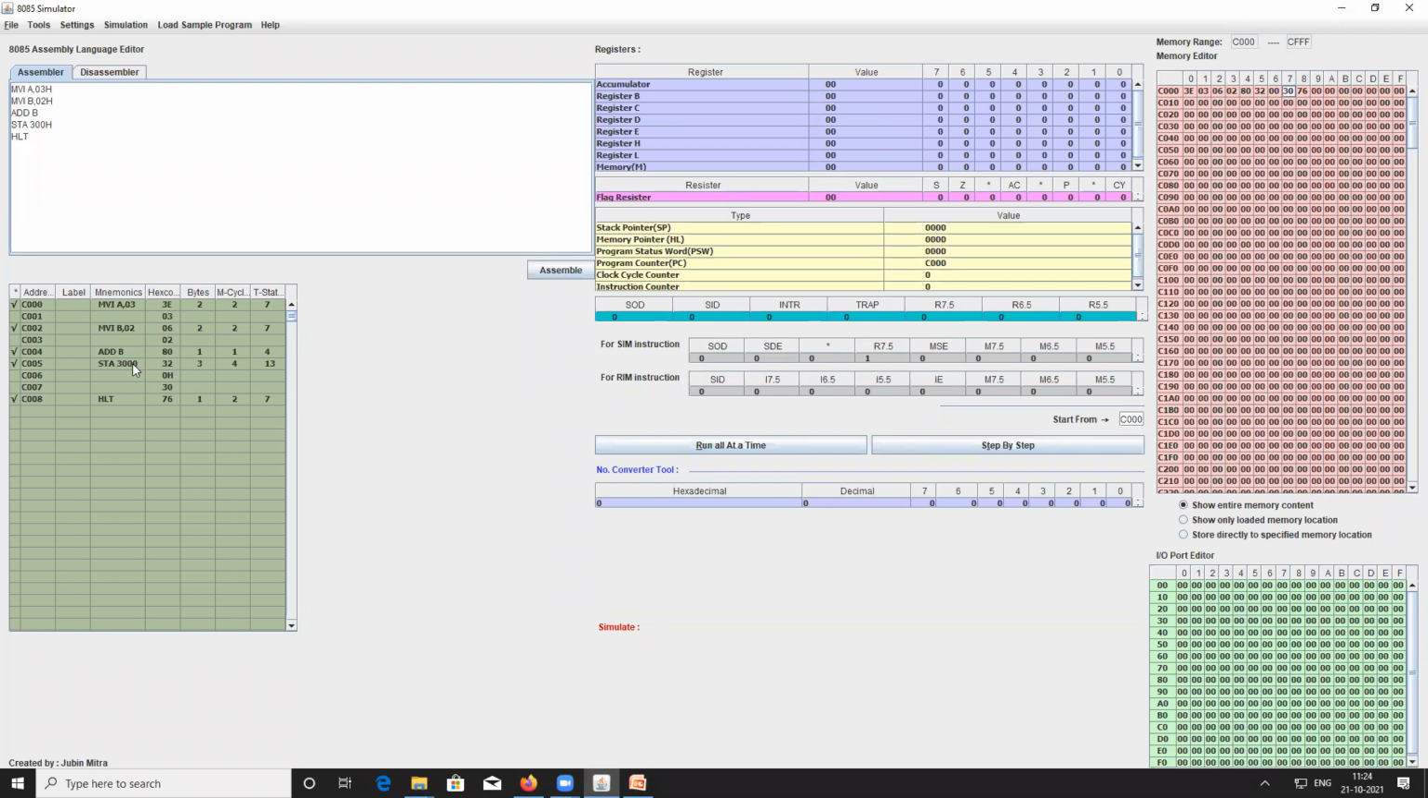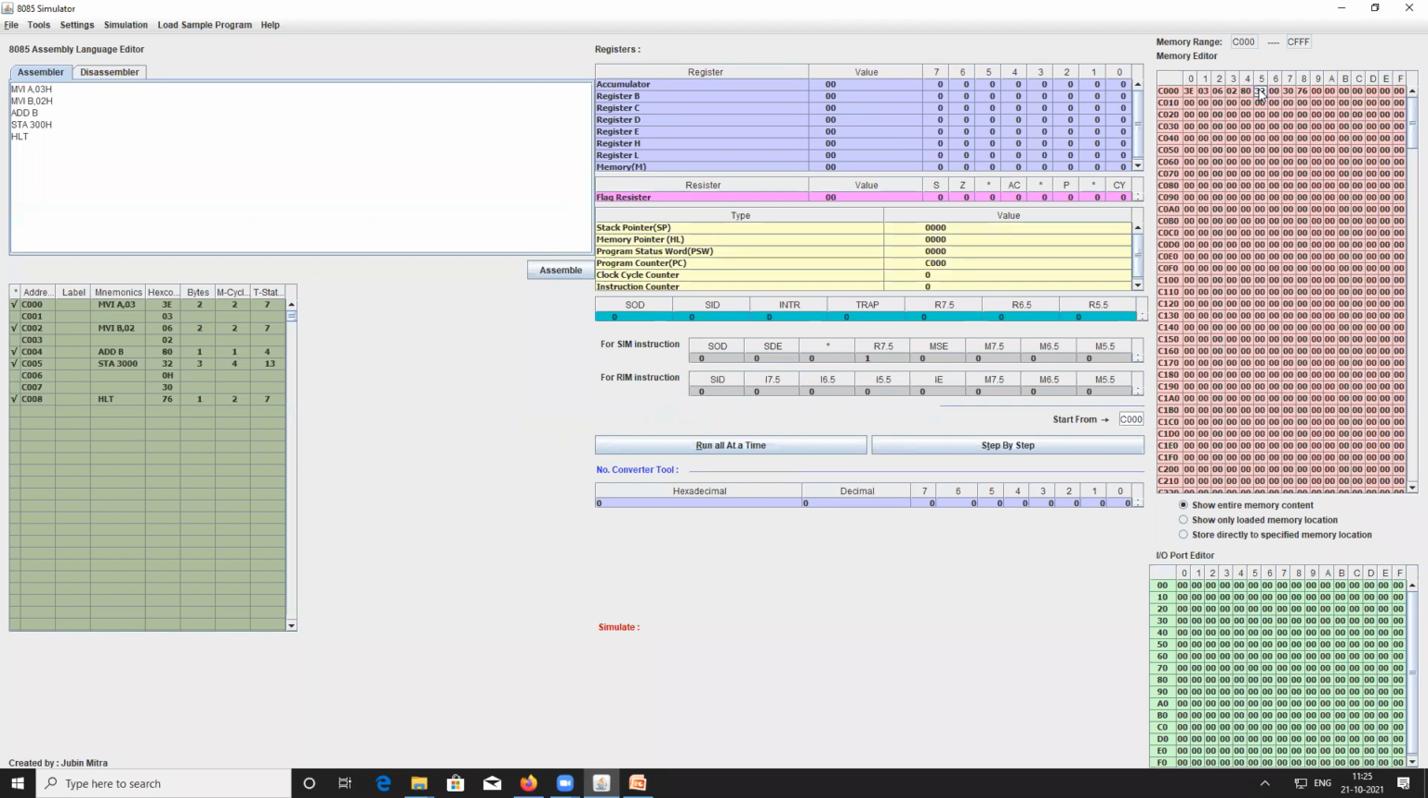What I want to say is, first you have to store the lower byte, which is 00, and after that you have to store the higher byte, which is 30. That's why the store instruction is 32. Store instruction 32 is the hex code of STA, store A. A means accumulator. Store A means the accumulator value is stored in the location 300H. In that location, we have to store first 00 and then 30.